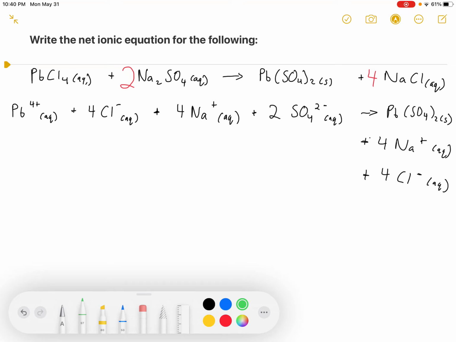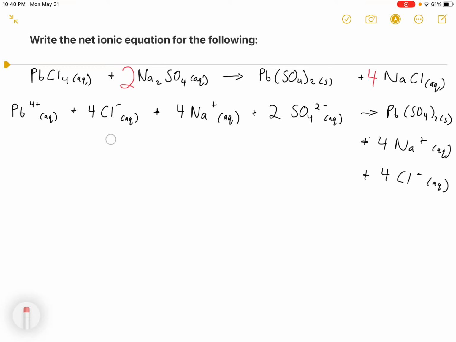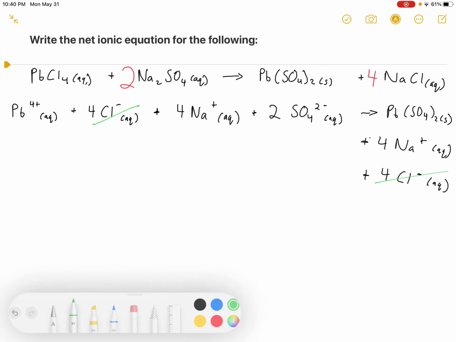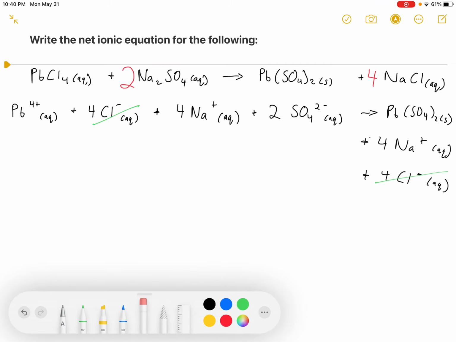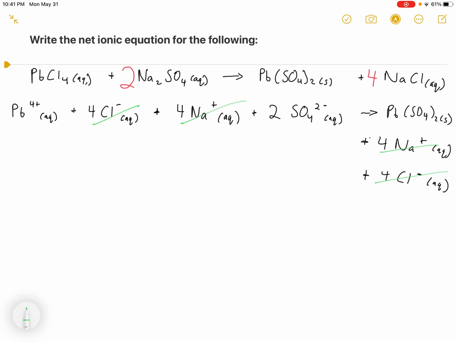So I'll look at this and I'll think, okay, well, I see that there's 4 chlorine anions here and 4 here. So we can go ahead and cancel those out. And then I see that there's 4 sodiums here and 4 sodiums there. So we can go ahead and cancel that out. And then we'll look. So lead is on the left side, but there's no lead ions on the right side. And then we have a sulfate ion on the left side, but none on the right side.